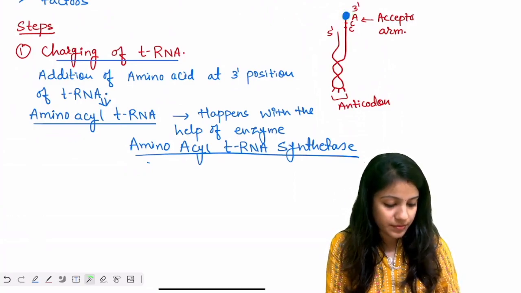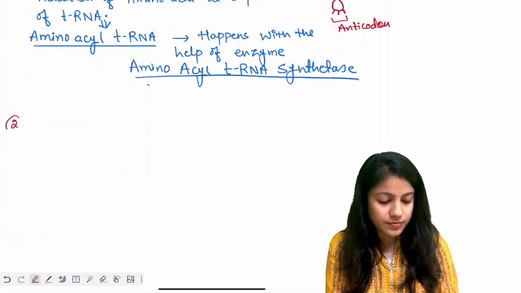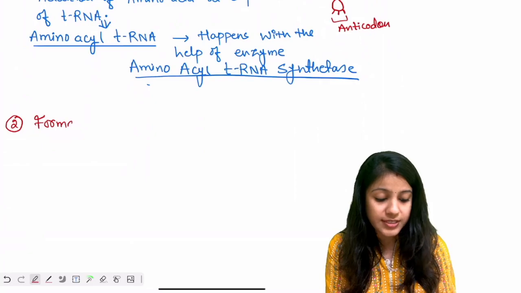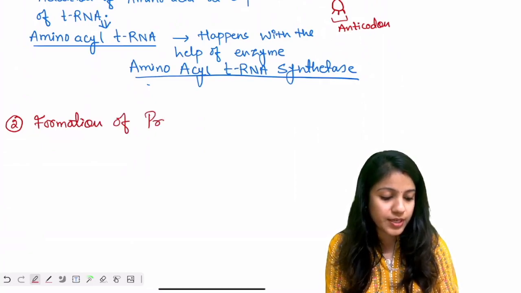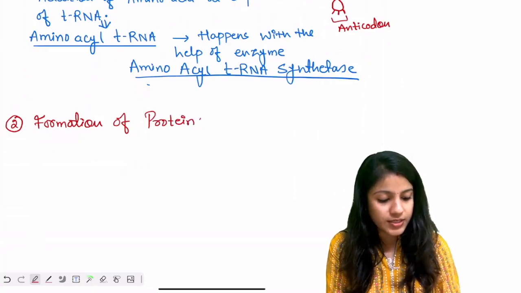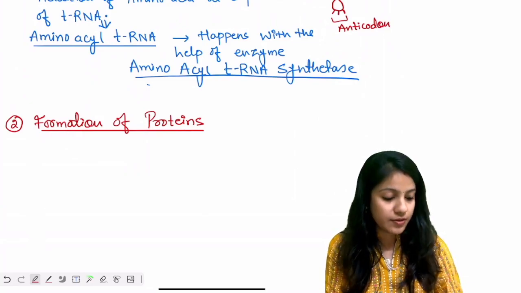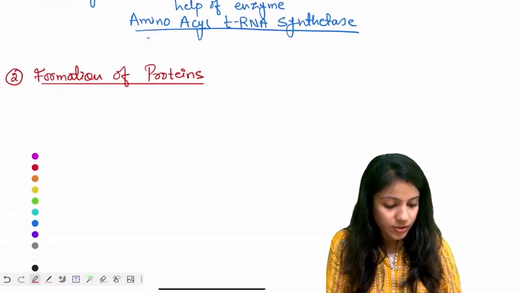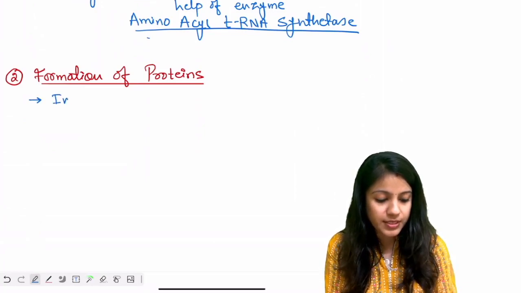Second step is, what is second step? Formation of proteins, the main step. Formation of proteins. Now this protein formation is divided into 3 steps. Fine. What are those 3 steps? First step is initiation.